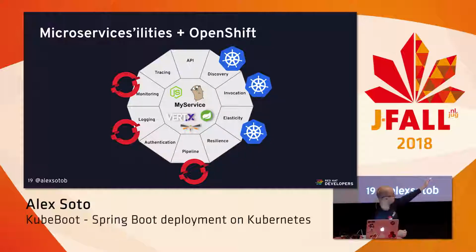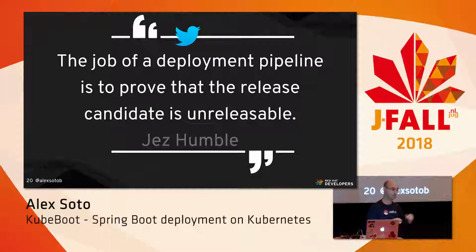It means that we still have the resilience, authentication, and tracing problem, right? But at the end, we are covering most of the things. But you've seen my example, which was pretty simple. It was just a hello world, right? At the end, it's Maven clean package, fabric8:resource, fabric8:deploy, and it deploys a hello world application, which is nice. It always works, right? But remember that the job of a deployment pipeline is to prove that the release candidate is unreleasable. So let me show you how you can deploy with fabric8 a more complex scenario.